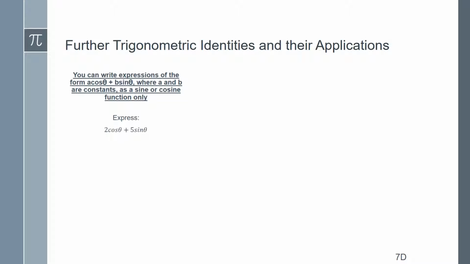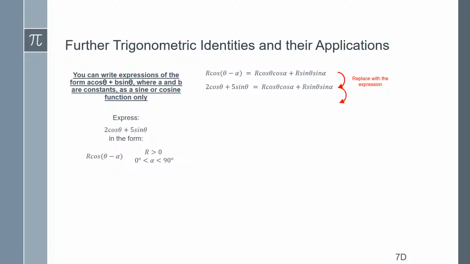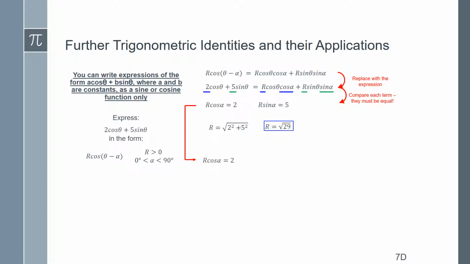Express 2 cos theta plus 5 sine theta in the form r cos (theta minus alpha). R is bigger than 0, alpha is between 0 and 90 degrees. Same logic, addition formula: r cos theta cos alpha plus r sine theta sine alpha. We just have to make sure we pick the right addition formula. Replace the expression, compare the terms. So 2 must be the same as r cos alpha, and 5 must be the same as r sine alpha. Again, Pythagoras to find out what r is, and then solve the corresponding trig equation.